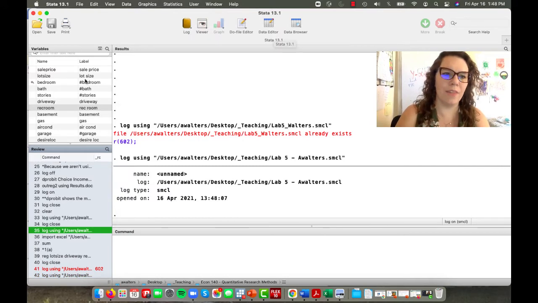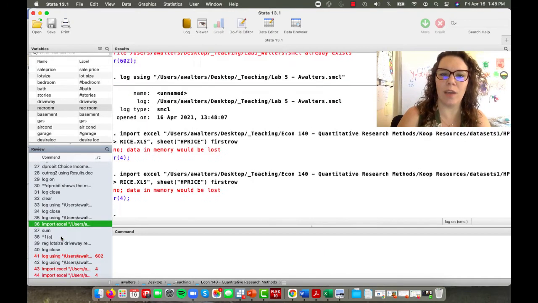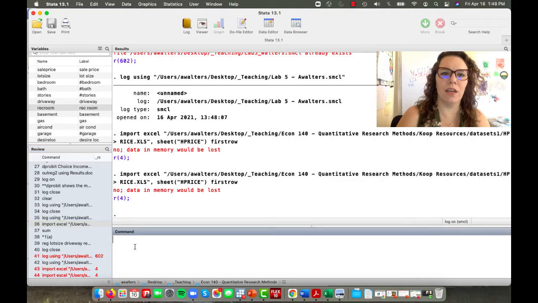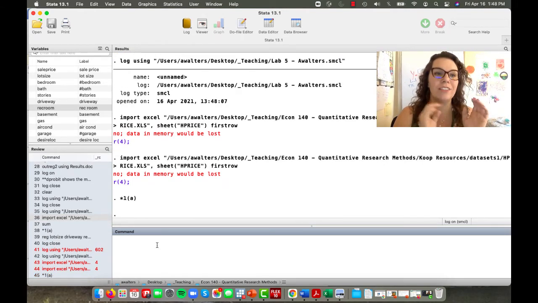And now I've got my data set already here. So we want to remember that we imported our data set. Our HPRICE data set is our first data set. And we want to make sure that we include the variable names in the first row. And then we want to go ahead and start with problem 1A. And 1A asks us to run a linear regression of sale price on 2 of our first dummy variables.